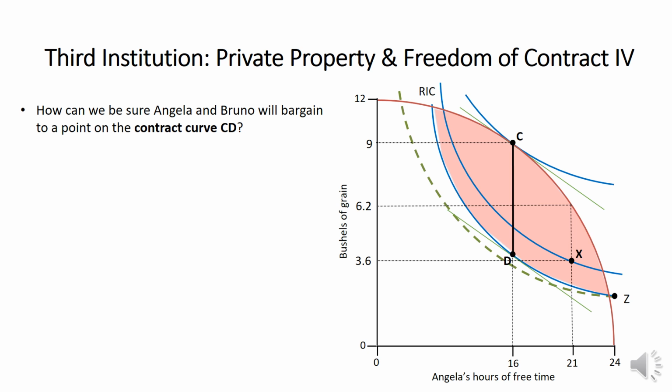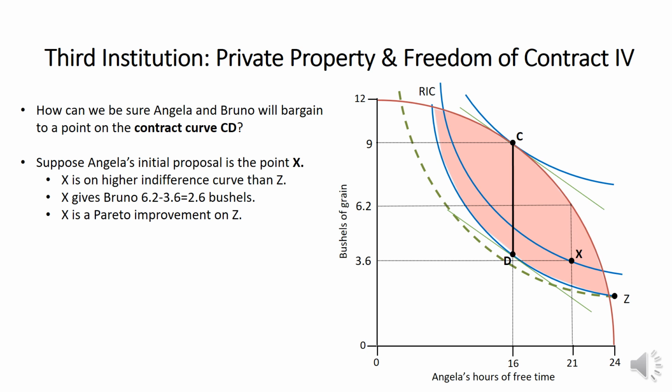So how can we be sure that the argument I just made, that Bruno and Angela will bargain to a point on the contract curve, makes sense? Imagine that initially Angela proposes to Bruno that they contract on the point X, where she works for 3 hours and takes 21 hours of free time, grows 6.2 bushels of grain, keeps 3.6 for herself, and Bruno gets 2.6 bushels.